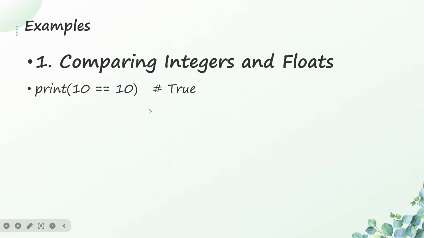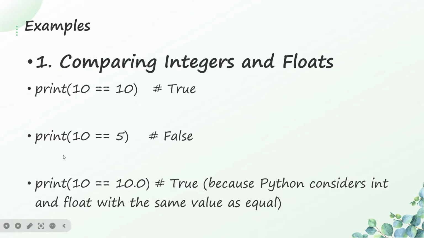Okay, I hope you understand this. So we can compare integers and floats. We can say, is 10 equal to 10? Of course, it's true. Is 10 equal to 5? No, 10 is not equal to 5. Now, you can also check, is 10 equal to 10.0? This is going to be true. Why? I have mentioned this before. Whenever there is an integer and a float expression, Python will convert this integer 10 to the float 10, and then compare the two. So it is true because Python considers int and float with the same value as equal.